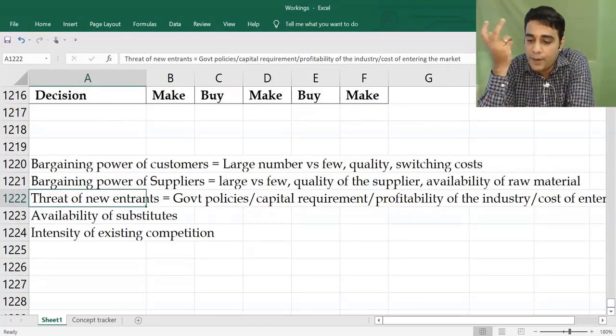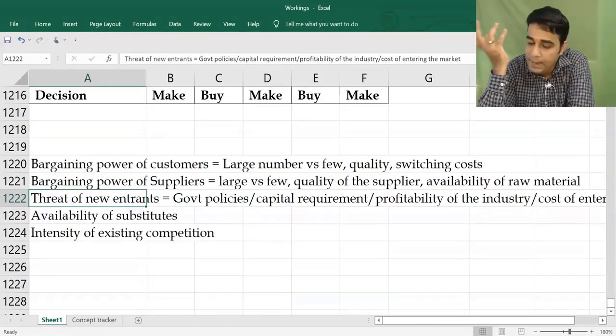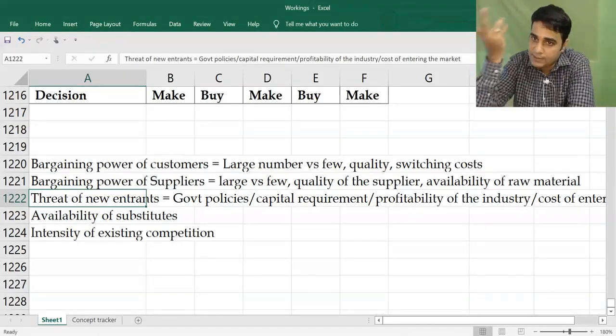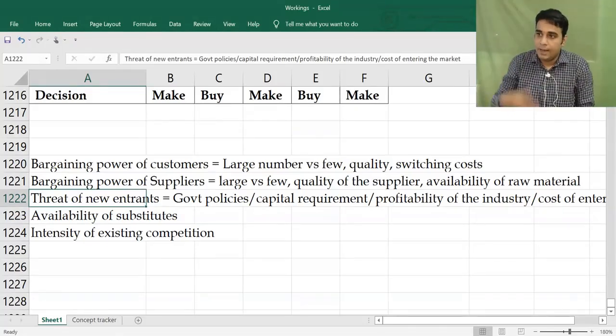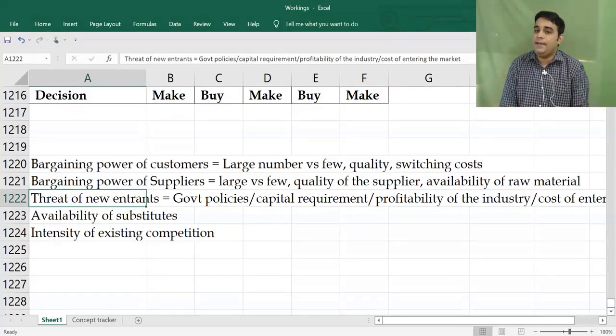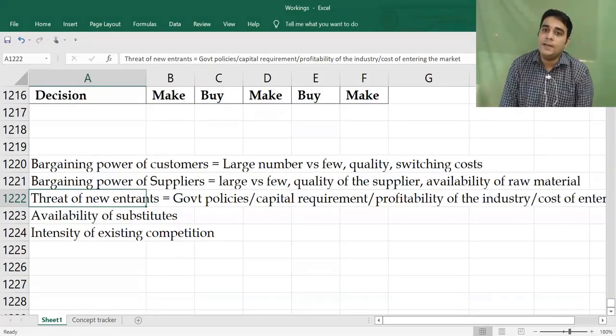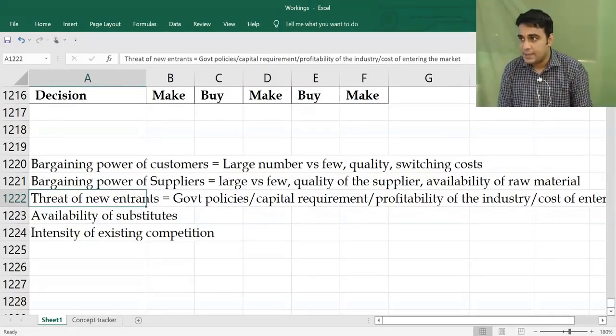I don't want to enter into, for example, oil exploration. That's an industry I don't want to enter because the capital requirement is very high. But maybe there are no government restrictions. Government is okay saying that if you want to do it, we don't have a problem. But I need some 50,000 crores to enter into that industry. Obviously, I don't want to enter into such an industry where there are such capital requirements. Profitability of the industry can influence my decision to enter. If it's very highly profitable, it will influence my decision to enter the industry. But what matters is the entry barrier.